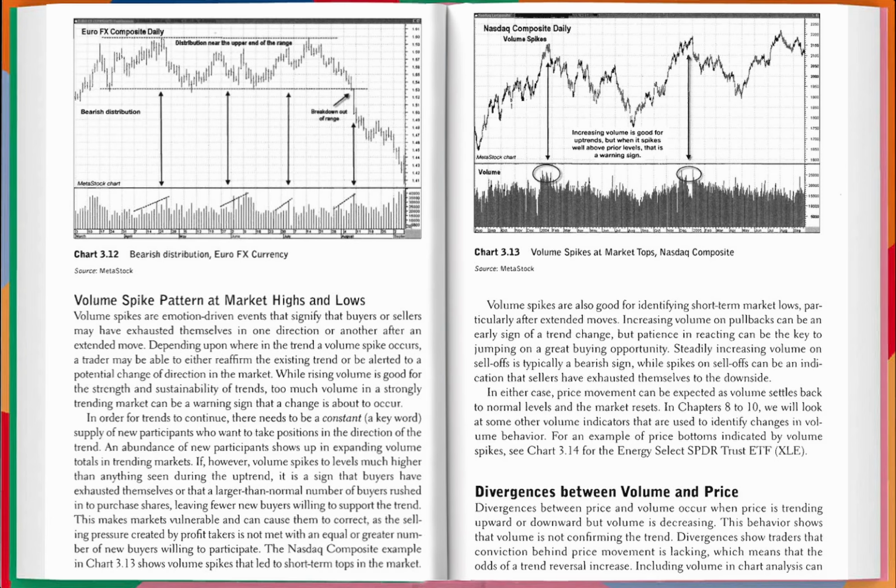Volume spikes are also good for identifying short-term market lows, particularly after extended moves. Increasing volume on pullbacks can be an early sign of a trend change, but patience in reacting can be the key to jumping on a great buying opportunity. Steadily increasing volume on sell-offs is typically a bearish sign, while spikes on sell-offs can be an indication that sellers have exhausted themselves to the downside. In either case, price movement can be expected as volume settles back to normal levels and the market resets.